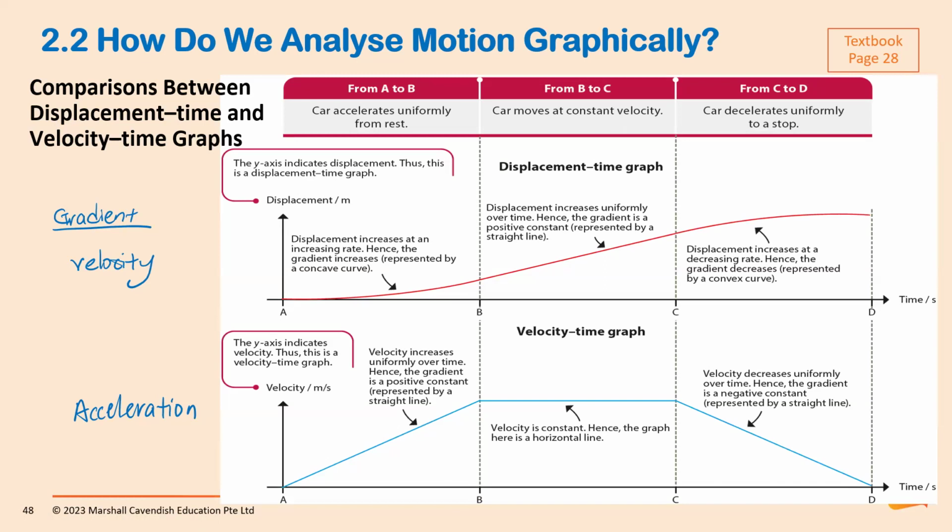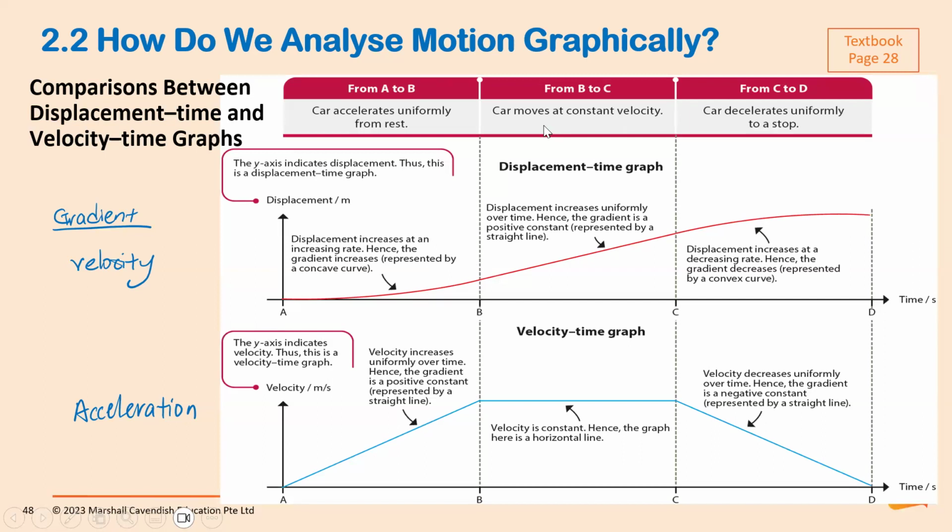I'm moving faster and faster and faster. Okay, so if the velocity is increasing, it simply means the gradient of this displacement time graph must be increasing. Increasing velocity means increasing acceleration, means increasing gradient. So the gradient gets steeper and steeper and steeper. So it will be a curve.